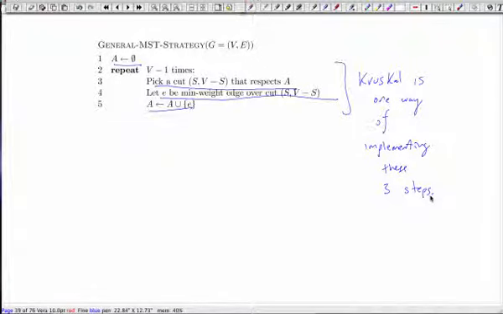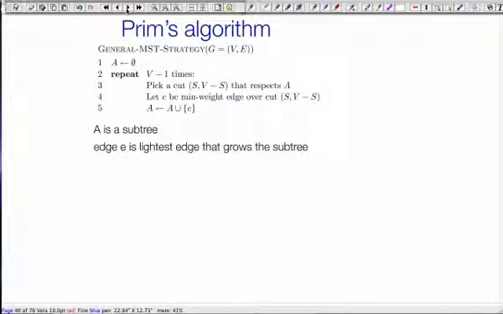Kruskal is one instantiation of this general strategy. Now we're going to consider another instantiation, which can be implemented with just a priority queue. Very simple data structure. How are we going to do it? So this is Prim's algorithm, and whereas in Kruskal's algorithm A is just some arbitrary set, in Prim's algorithm we're going to maintain the invariant that A is always a tree. So A is connected always. And E is going to be the lightest edge that grows this tree.